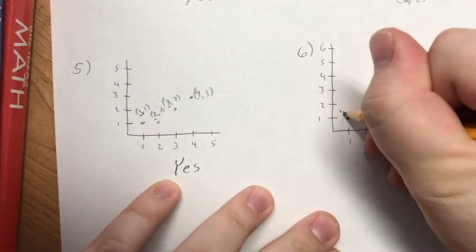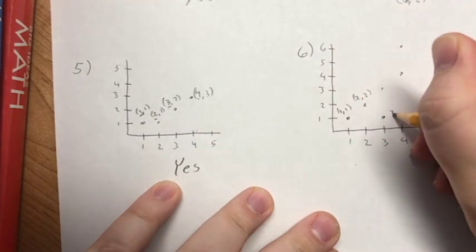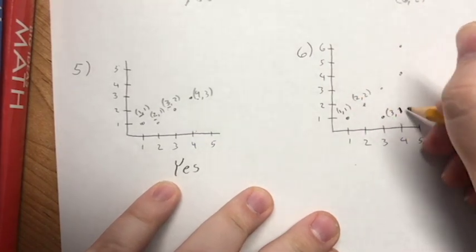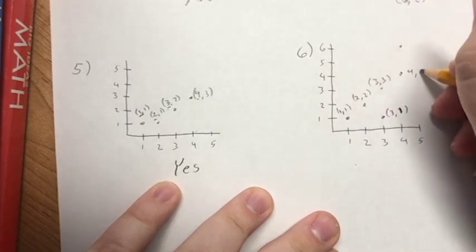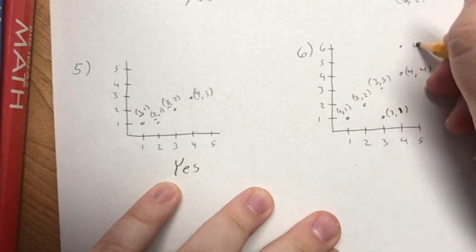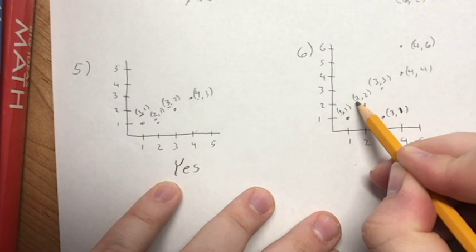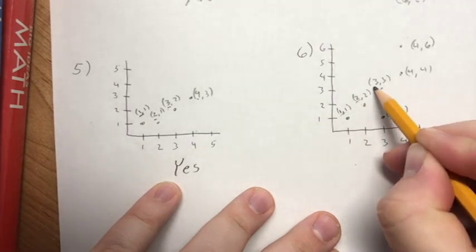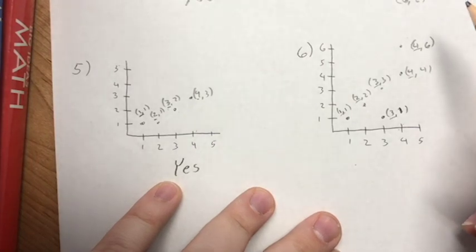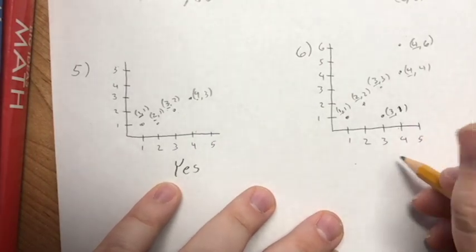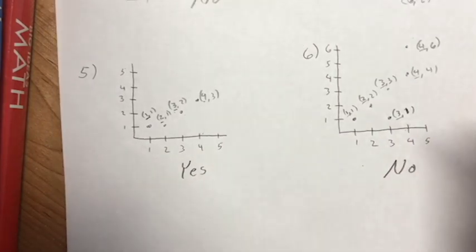I have 1 and 1. This would be 2 and 2. This would be 3 and 1. This would be 3 and 3. This would be 4 and 4. And this would be 4 and 6. So let's look at my x values. 1, 2, 3, 3, 4, 4. Did I have any x values repeat? Absolutely. Therefore, because we have x values repeating, this is not a function. No, it's not a function.